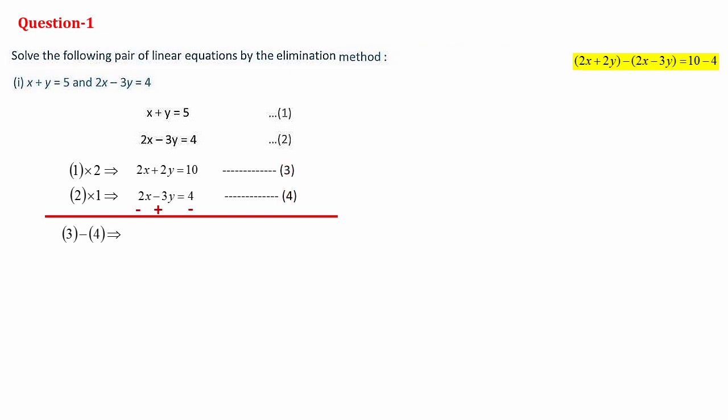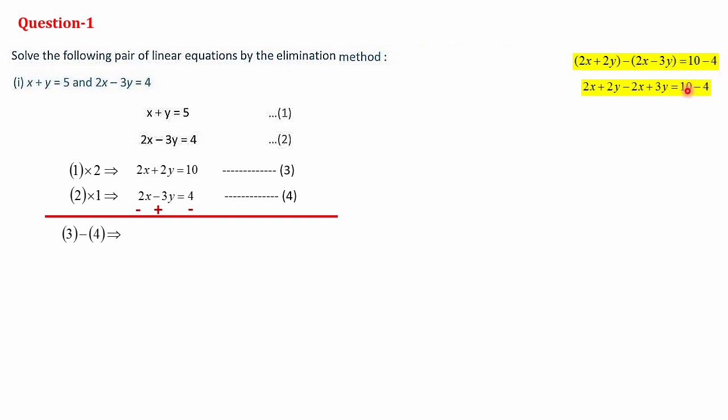The first equation is 2x plus 2y. Then the second equation is 2x minus 3y, that I have to subtract: minus of (2x minus 3y), equal to, the right side is 10 and here 4, so 10 minus 4. This is the operation we are doing. So when you remove the bracket, the first bracket has no change, 2x plus 2y will come. Then this minus outside, when you take it inside, it comes as minus 2x, minus into minus is plus 3y, equal to 10 minus 4.